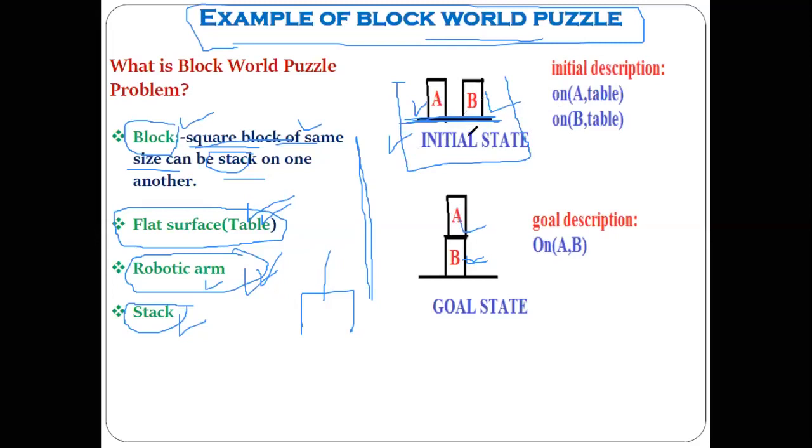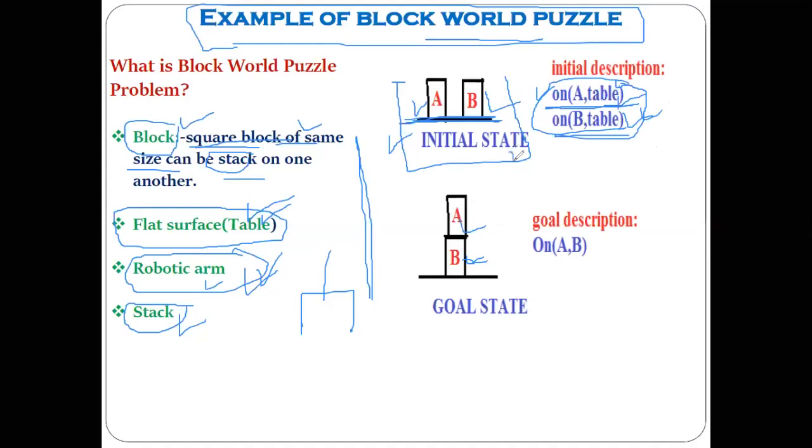This initial state we have to represent using some planning language. It can be represented using simple literals. What I have written here: On(A, Table). What is the meaning of this? There is a block A on the table. Similarly, I have written here On(B, Table), which means there is a block B on the table. You got the use of the planning language: you use it to describe what exactly the problem is in an easy way.